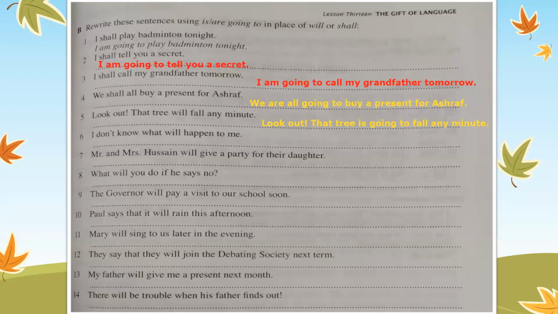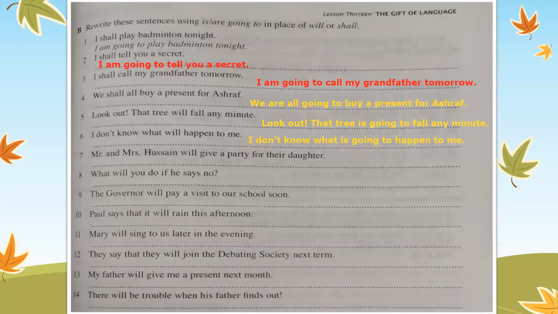And then we have, students, number 6: I don't know what will happen to me. Here will becomes is going to. I don't know what is going to happen to me. We change this, dear students. You can see here: I don't know what is going to happen to me.